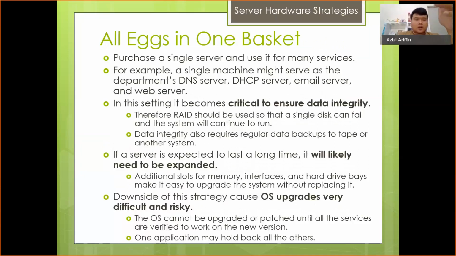So as we have talked about, all eggs in one basket is where one physical host is hosting various services, for example DNS, DHCP, email services, right? But since you only have one machine in this strategy, in order to ensure data integrity you need to install a RAID-based backup. That means in the RAID system, your hard disks have redundancy. You have a redundant backup. So in case one of your hard disks fails, you have another hard disk to take over, right? So this is to ensure data integrity and safety, right?